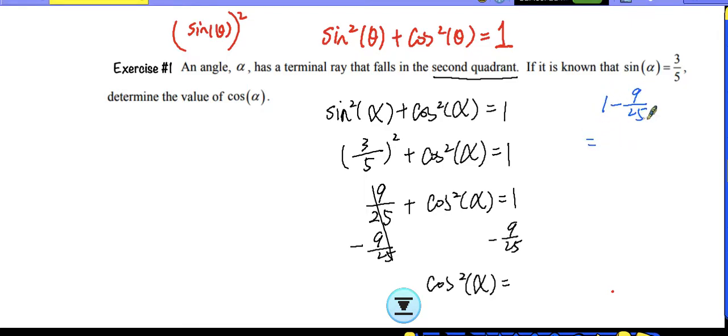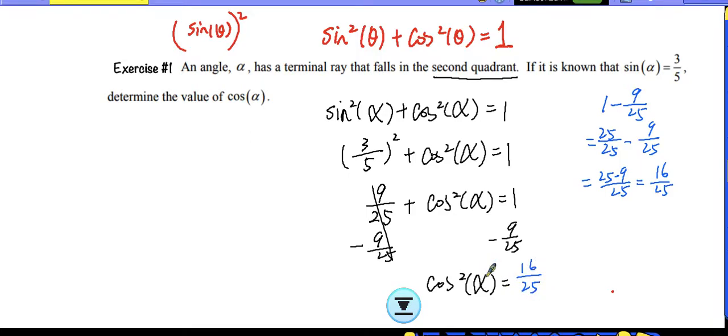When you see a whole number minus a fraction, you can always convert to the same denominator. So 25 over 25 is 1. The reason I use 25 is just because this is 25. When we have the same denominator, we can just subtract the numerators, which is 25 minus 9. It's going to be 16 over 25.